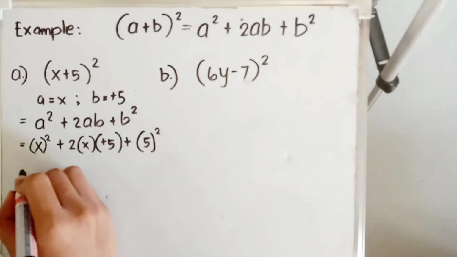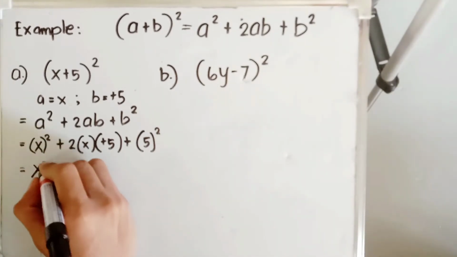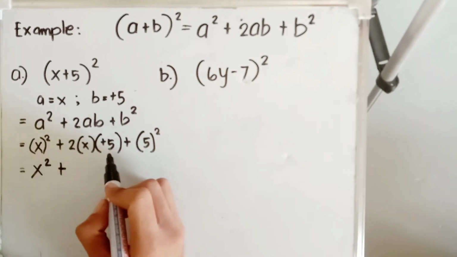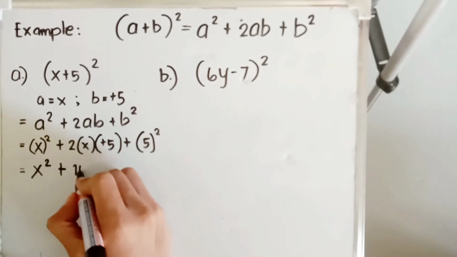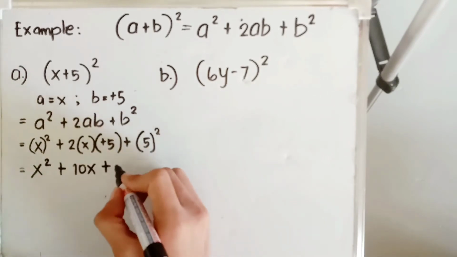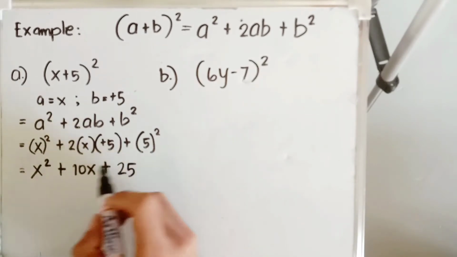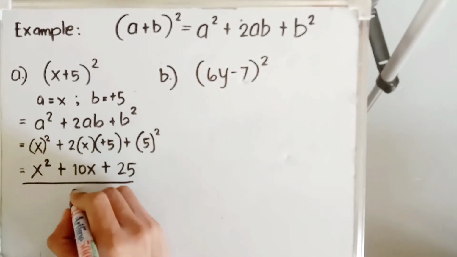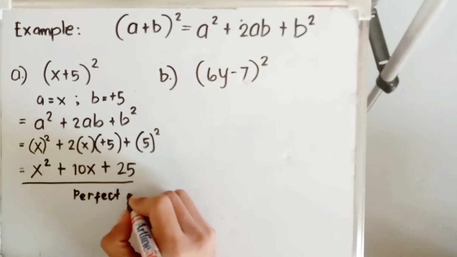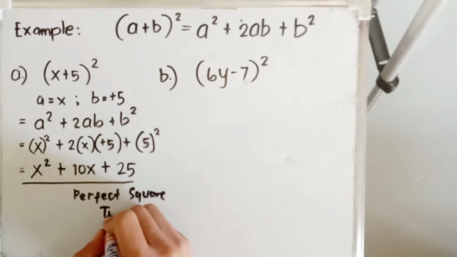So we have to simplify. What's the square of x? It is equal to x squared plus 2 times 5 makes 10 times x makes 10x plus the square of 5 is equal to 25. After simplifying all of the terms, we can now get the perfect square trinomial, which is the answer of our square of a binomial.